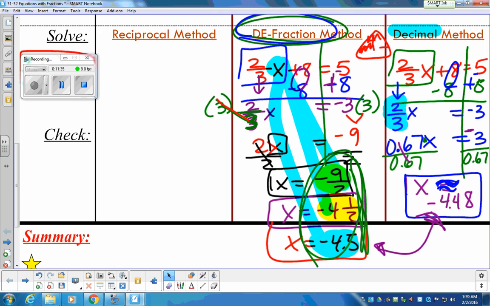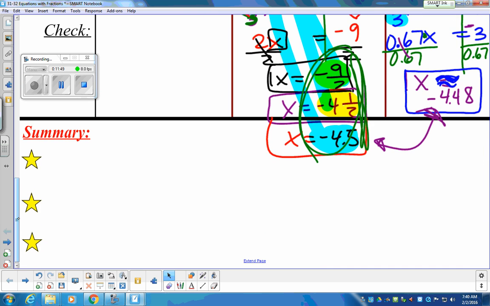So your job for tonight is to pick which method you prefer. Now, you just saw the problem 3 different ways here. You saw it reciprocal method, fraction buster method, decimal method. Any of those ways are great. Most of my students will choose the middle one called fraction busters. Get rid of the denominator first and then get rid of the multiplication. So just some things that we should think about.